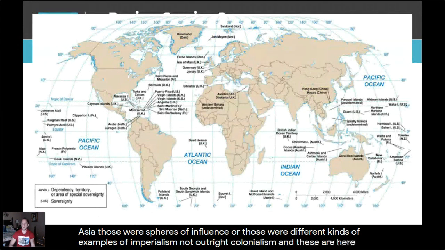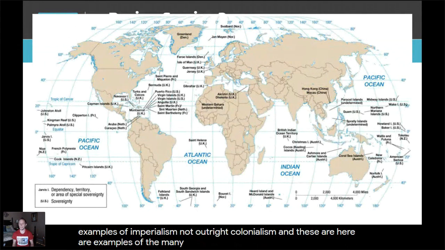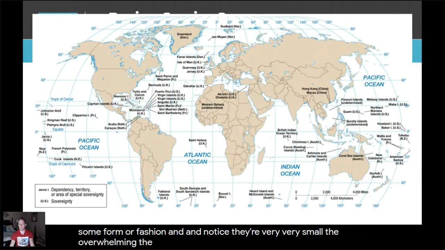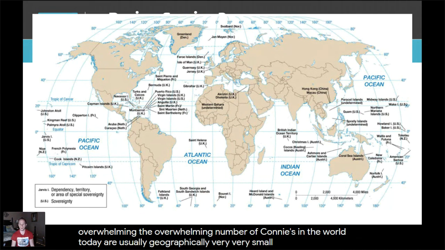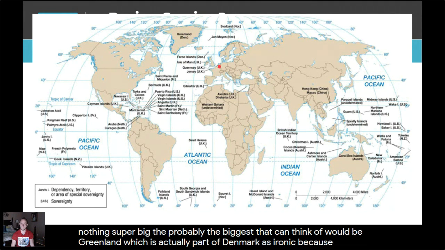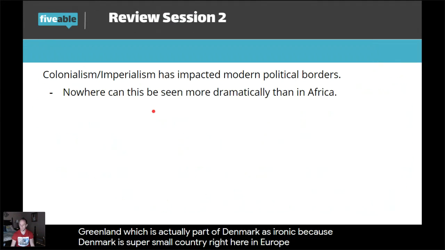And these are examples of the many colonies that maybe still exist today in some form or fashion. And notice they're very, very small. The overwhelming number of colonies in the world today are usually geographically very, very small regions. Nothing super big. Probably the biggest that I can think of would be Greenland, which is actually part of Denmark. And that's ironic because Denmark is a super small country right here in Europe.